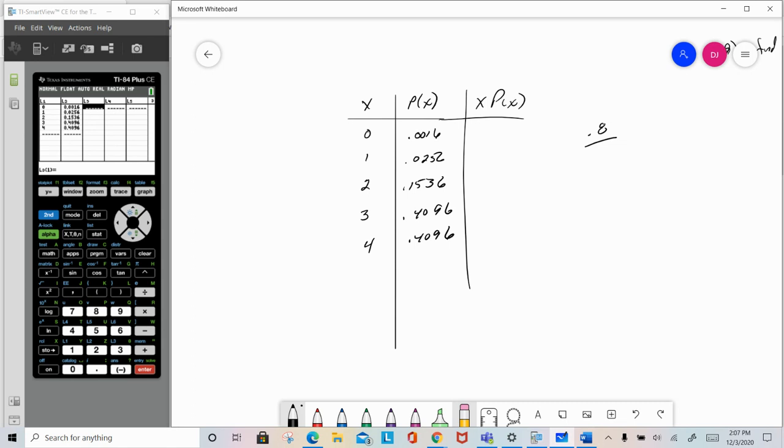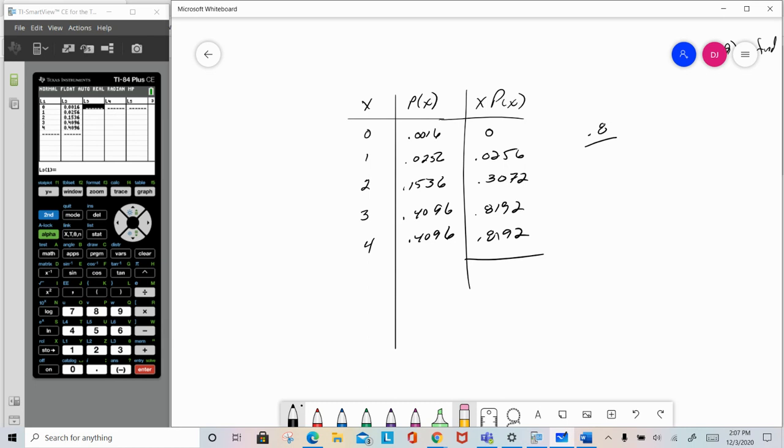Now, there's some of them I'm not so bad at, right? You should be pretty good with 0 times 0.0016 and 1 times 0.0256 and maybe even 2 times 0.1536. 15 times 2 is 30. 36 times 2 is 72. That's not so bad. I suppose we could even do 8192, so that multiplication isn't so bad either. But now I've got to add them up. I've got to go to my calculator anyway.